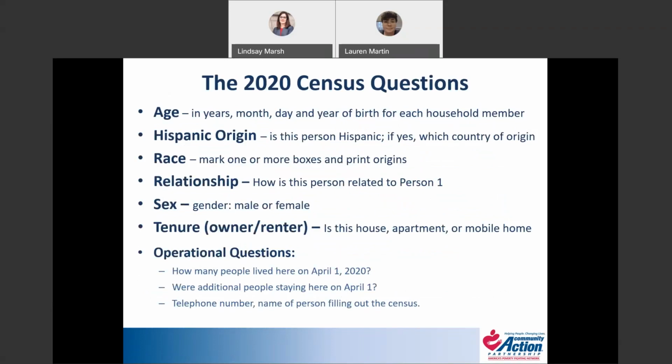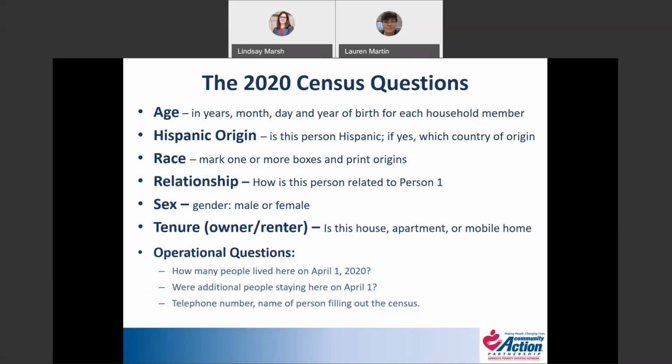They will ask Hispanic origin and race. For race, you can mark one or more boxes on the form, and then they're asking you to print origins. So if you, for example, hit white, like I would, under origin, I would put Germany and England because my family comes from Germany and England.